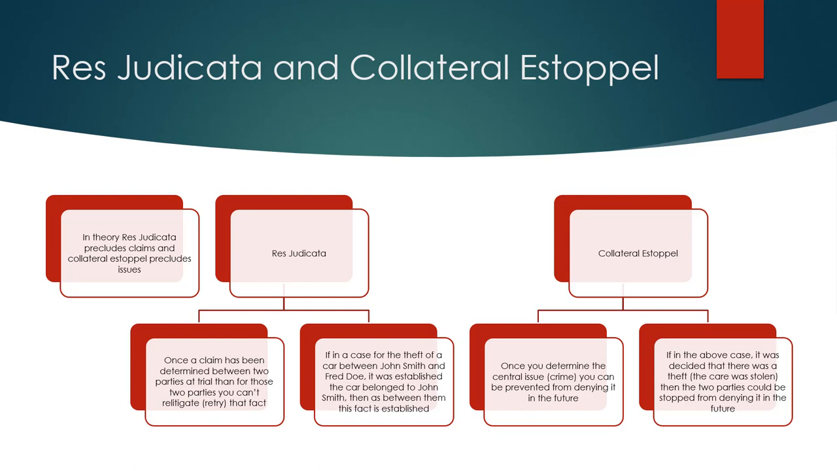If in the above case it was decided there was a theft, that the car was stolen, then the two parties could be stopped from denying it in the future. So I was trying to think of an example of this today, and although I hesitate to do this, I'm going to go ahead. Donald Trump was accused of sexual assault by Miss Carroll, and then he made some relatively improper comments about it. Now, regardless of whether it happened, let's just set that aside, because I'm not debating Donald Trump here, I'm debating a popular issue, so you understand.